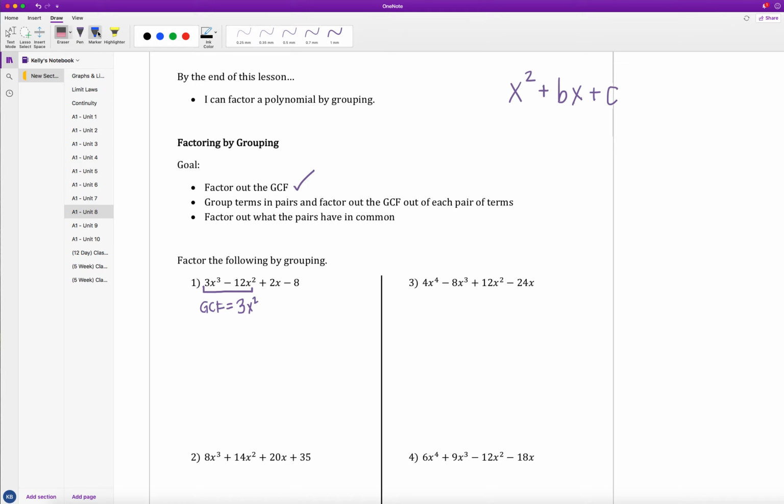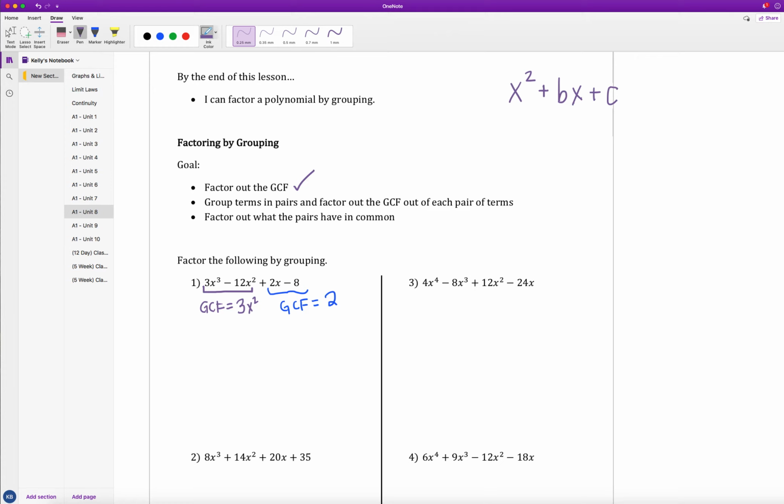Now I'm going to do the same thing on the second 2 terms, and I'm going to color code these for us to see. On these second 2 terms, what would be our greatest common factor between 2x and negative 8? Our GCF here is just going to be 2. I don't have any x's with it, since the second term, the negative 8, does not have any x's. Now that we've found our greatest common factor of each of those pairs individually, I'm going to factor that GCF out of those 2 terms.